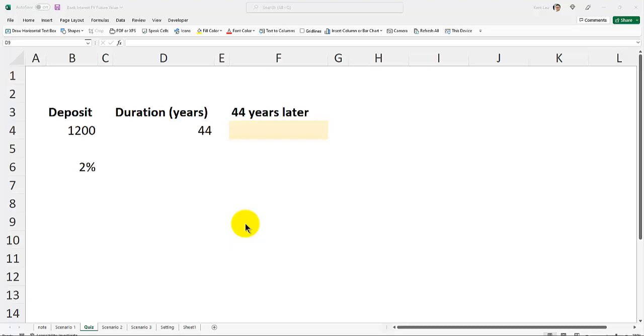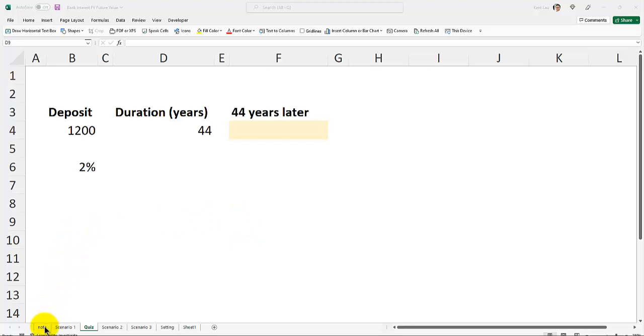1,200. How much would it become? Now take a guess. Write it down on a piece of paper, just your first thought. How much would it become? Just a guess. Thank you.